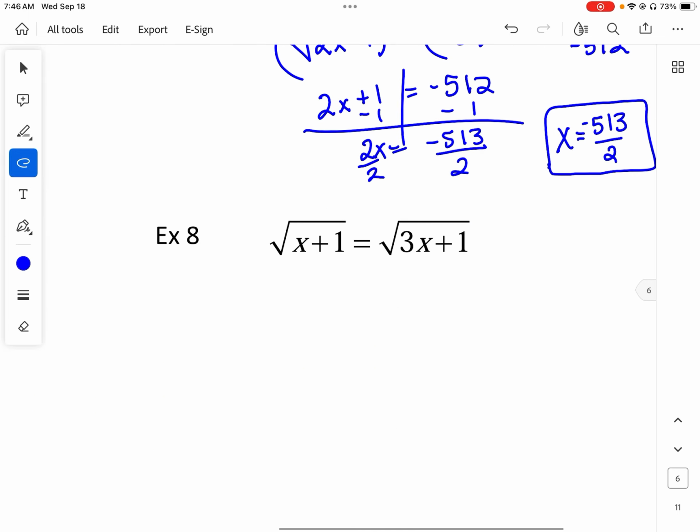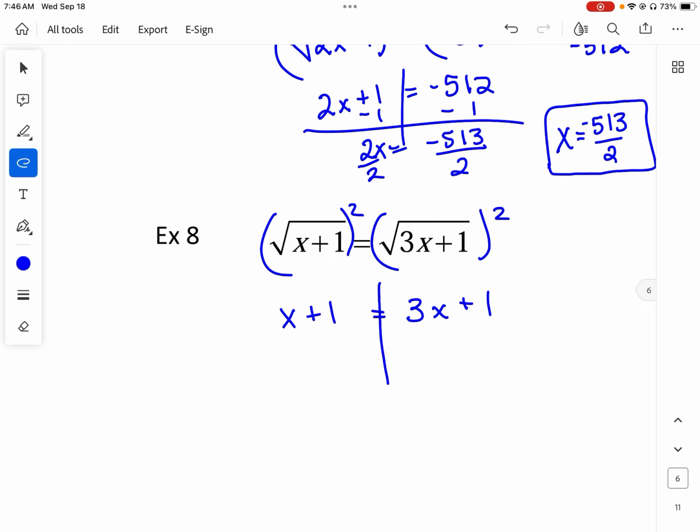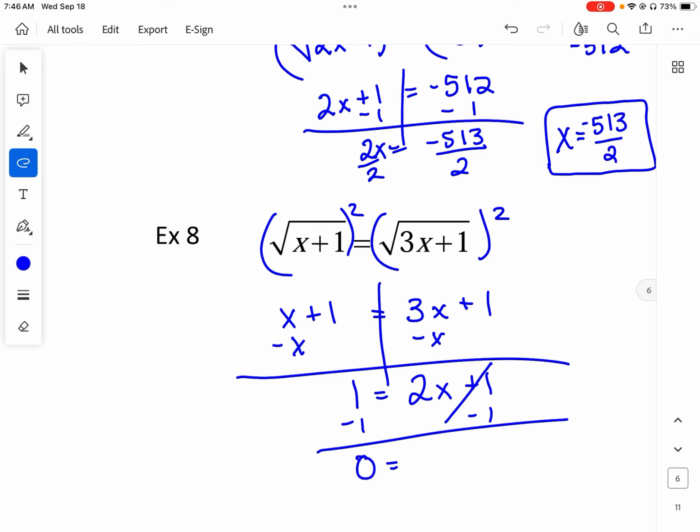Okay, let's go to the next one. All right, we don't have to move anything over. Actually, they're both square roots. So what we can do to get rid of square roots is square both sides. And that gets rid of the radical, and we only have what's left in the radical. Now it's a simple algebra 1 problem. You solve it the way that you're used to solving it. And we have x equals 0.